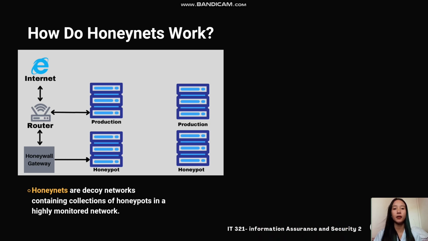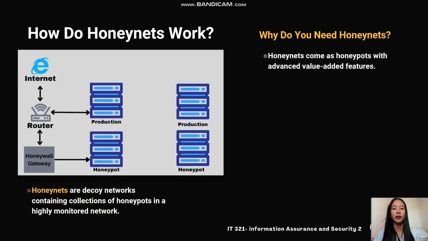They look like real networks but are kept separate and watched closely. When attackers engage with the honeynet, what they do is recorded and studied to make defenses stronger. Why do you need honeynets?